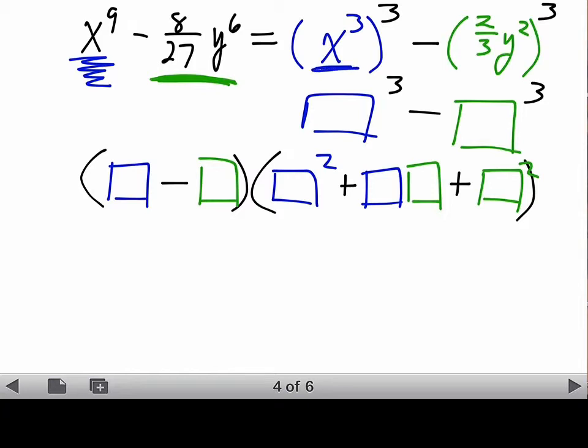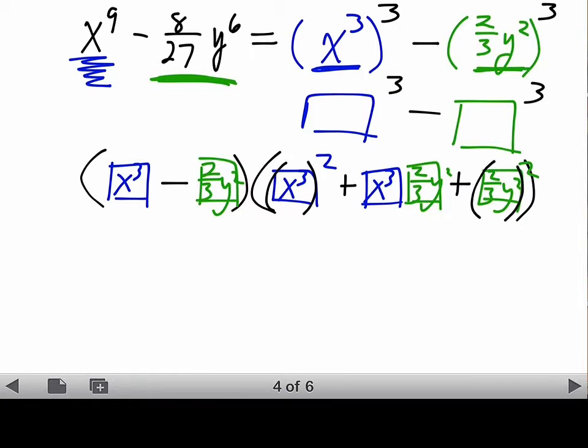Since what's in the blue is x cubed, I'm going to write x cubed everywhere I have a blue box. And since what's in the green is 2/3 y squared, I'm going to write that in the green boxes. For proper form, we should put the x cubed that's squared as parentheses x cubed and the squared outside the parentheses. Likewise with the 2/3 y squared squared, it should be the quantity that's squared.